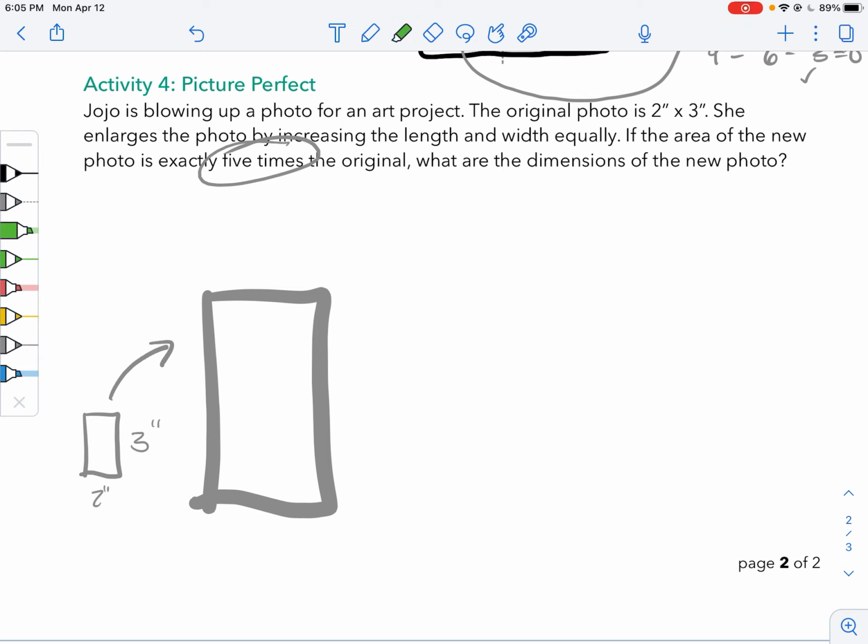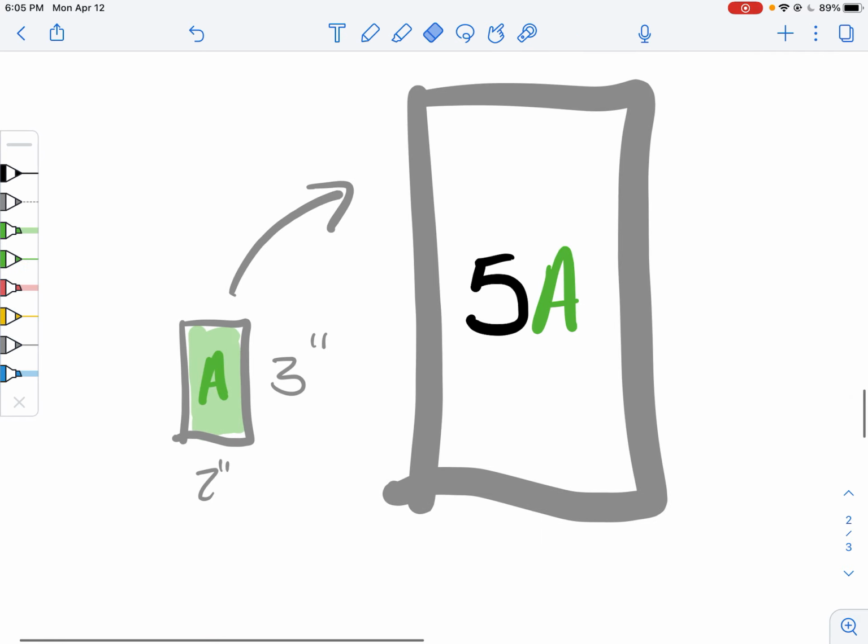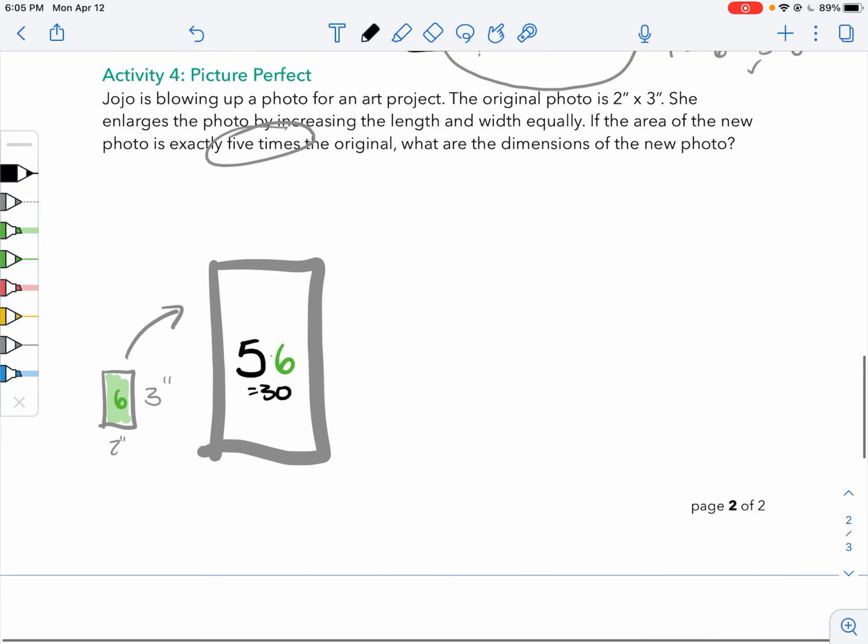Well, I don't know. Let's find out. Let's say this area is whatever the original area was, and then this new area is going to be 5 times bigger. But we know what the original area is: 2 times 3 is 6. So this area needs to be 5 times 6, which is 30. Okay, cool.